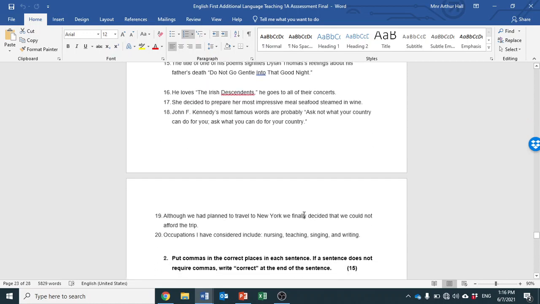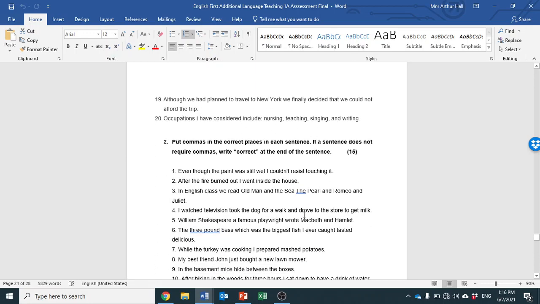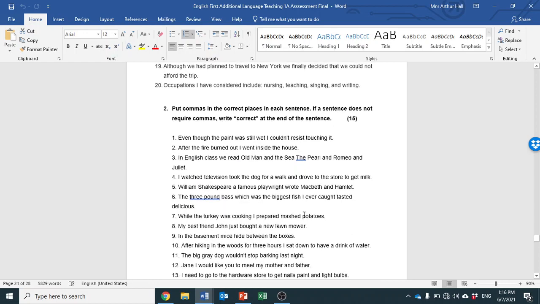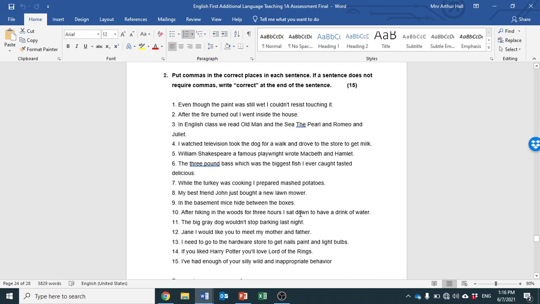exercise. Please have a look at those again if you're not sure, and I'll help you like I do today as well. Number 2, okay, the instruction, and read it very carefully. The instruction says put commas in the correct place in each sentence. If a sentence does not require commas, write correct at the end of the sentence. Now, students, these are exactly the same rules that basically apply for or overlap with semicolons and dashes and all those things. Separate two clauses from each other.